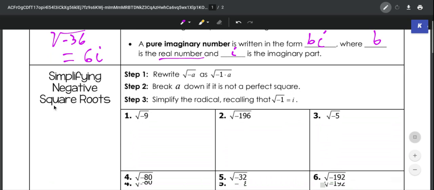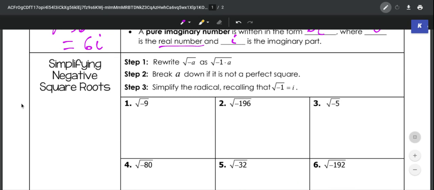So let's look at some examples of negative square roots. Here are the steps you're going to take for solving this. The first step is to rewrite your square root of negative a as the square root of negative 1 times a. You're going to separate the negative aspect of it. And then you're going to break down a, if it's not a perfect square, and simplify the radical.